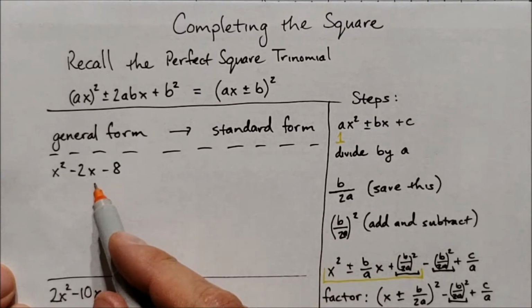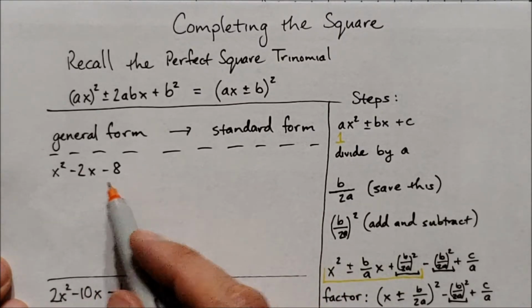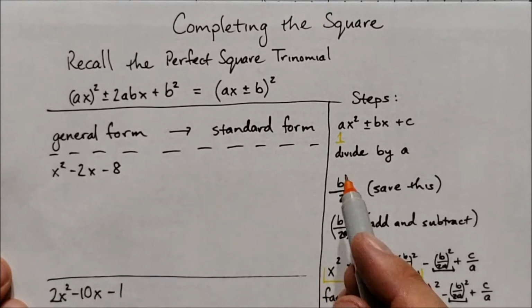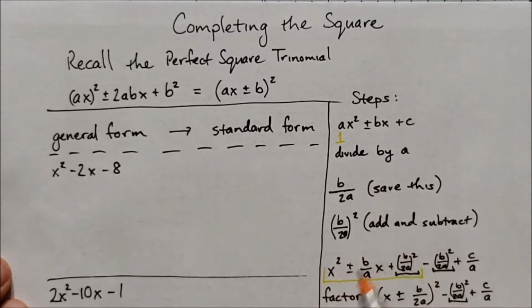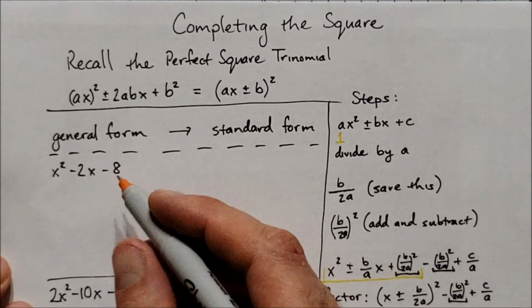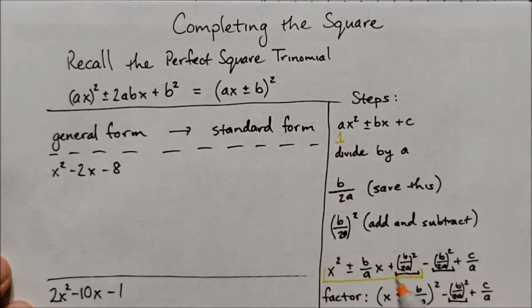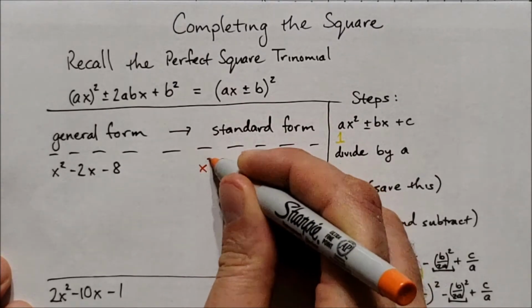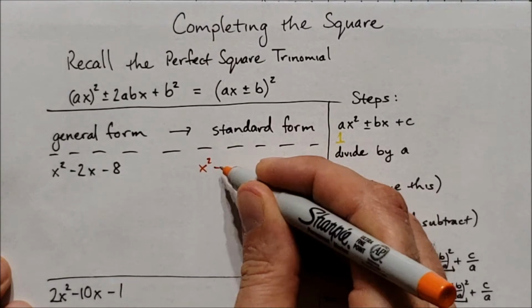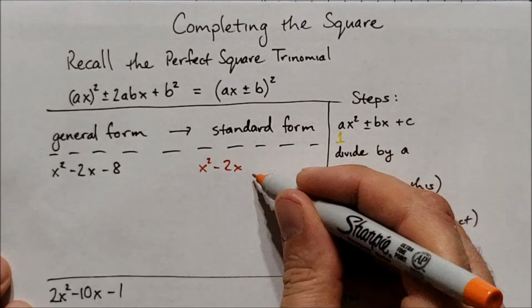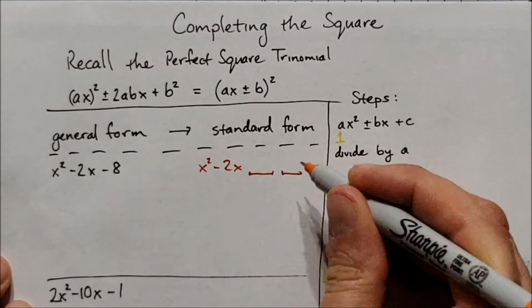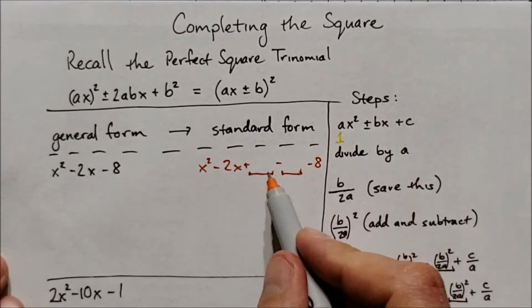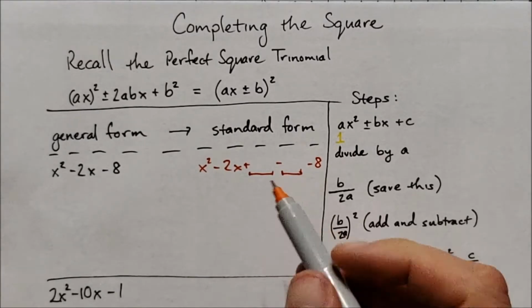First, x squared minus 2x minus 8. We already have a 1 here as the leading coefficient, so we don't have to divide by that leading coefficient. It's already 1. That's great. I'm going to go ahead and write this into this step. We're going to have x squared minus 2x, and I'm going to leave a space for the plus and the minus. Plus and minus, and then we have the minus 8 at the end. I need those 2 numbers. Where do we get them from?